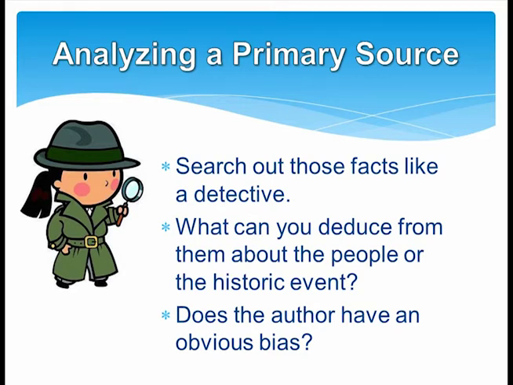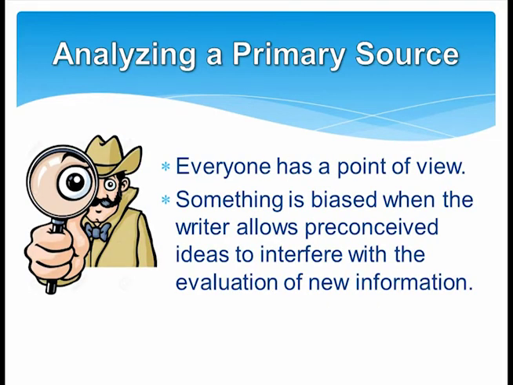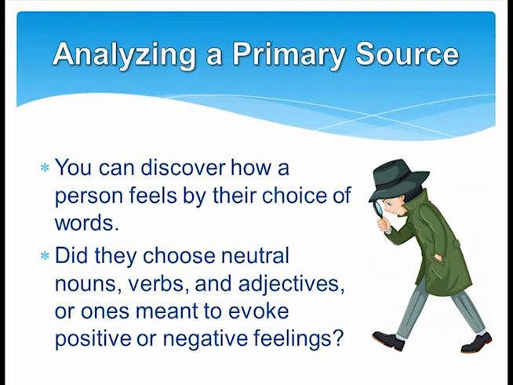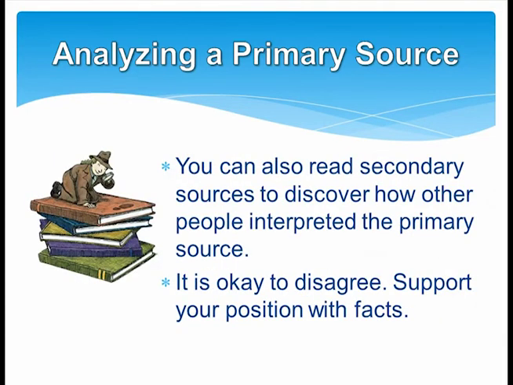Does the author have an obvious bias? Everyone has a point of view. Something is biased when the writer allows preconceived ideas to interfere with the evaluation of new information. You can discover how a person feels by their choice of words. Did they choose neutral nouns, verbs, and adjectives, or ones meant to evoke positive or negative feelings? You can also read secondary sources to discover how other people interpreted the primary sources. It's okay to disagree. Support your position with facts.